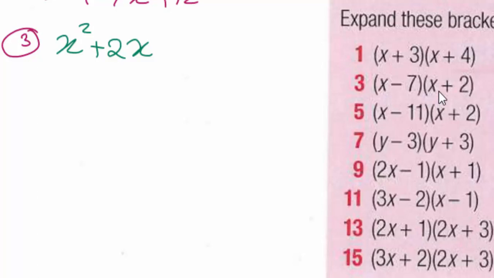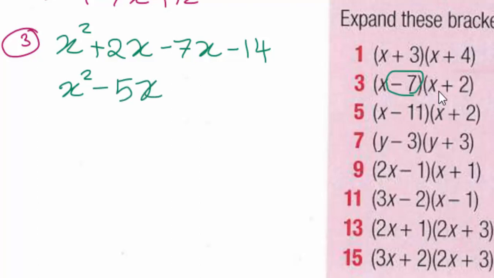Now let's multiply negative 7. Do not ignore this negative. The whole negative 7 is one term. Now negative 7 times x will be negative 7x. Negative 7 times 2 will be negative 14. Now we have two like terms as usual. X squared plus negative 7 with positive 2 will not be plus anymore, it will be minus 5x, minus 14, done.